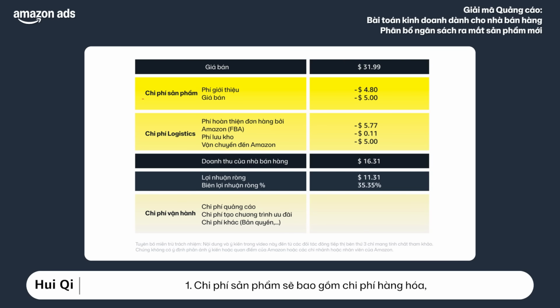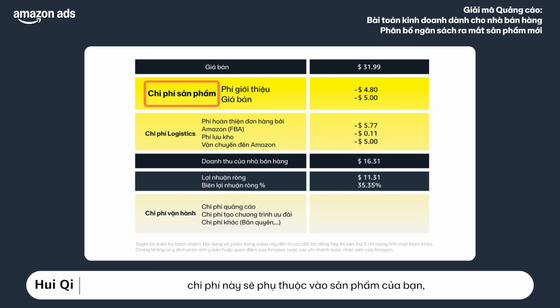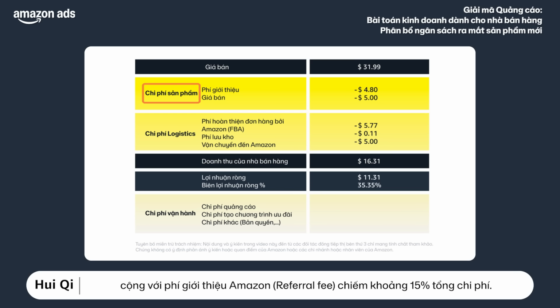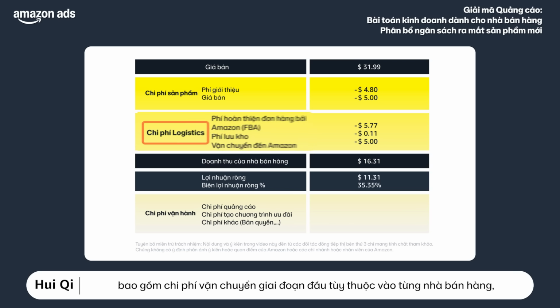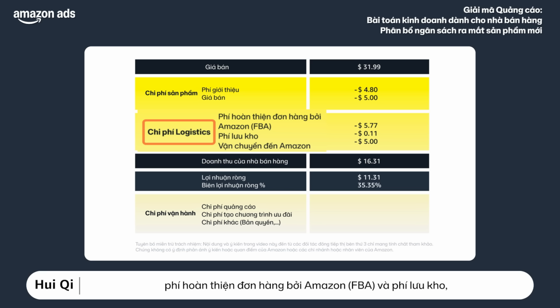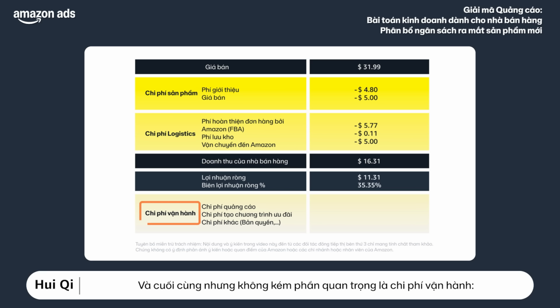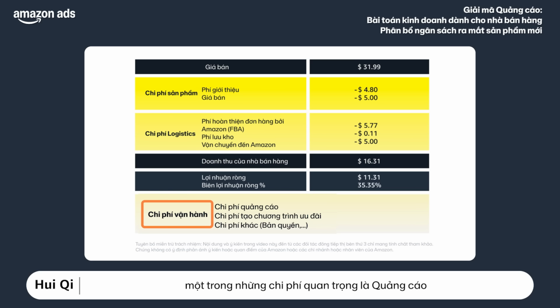Firstly, product costs will include your cost of goods, which would depend on your product, plus Amazon referral fee, which would take up an estimated 15% of your costs. Number 2, we have logistic costs, which include first mile shipping that is dependent on each seller. FBA fees and storage fees will account in estimation starting from 30% of costs. And last but not least, operating costs, one major cost of which will be ads, which can account from 30% depending on the seller's life cycle and amount they choose to invest in ads.